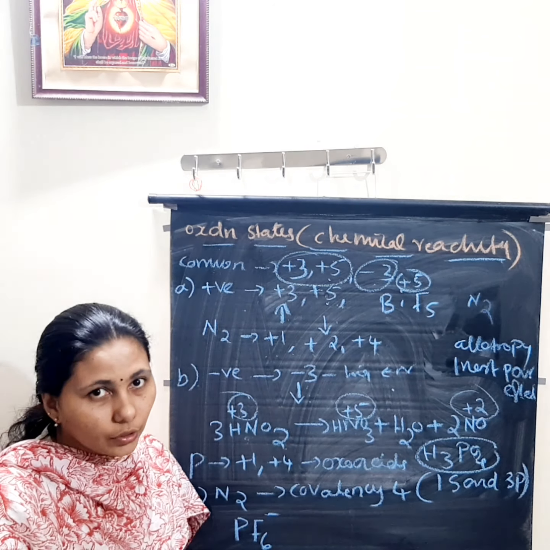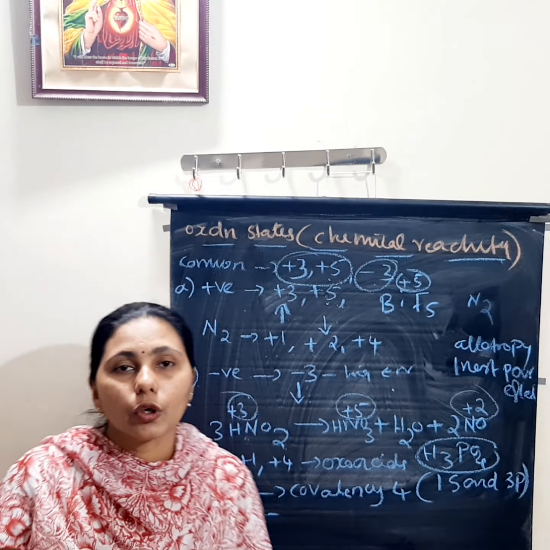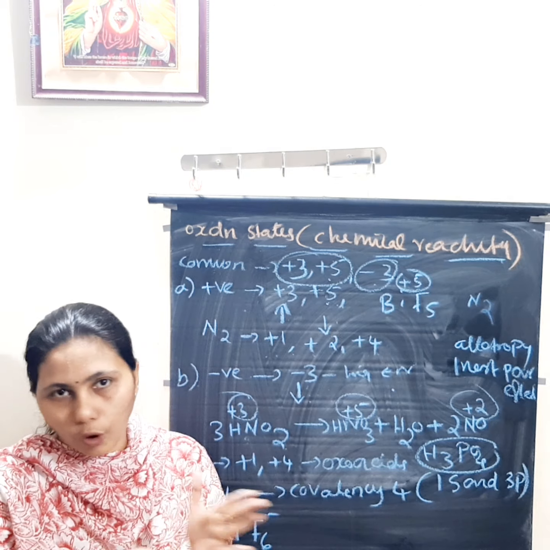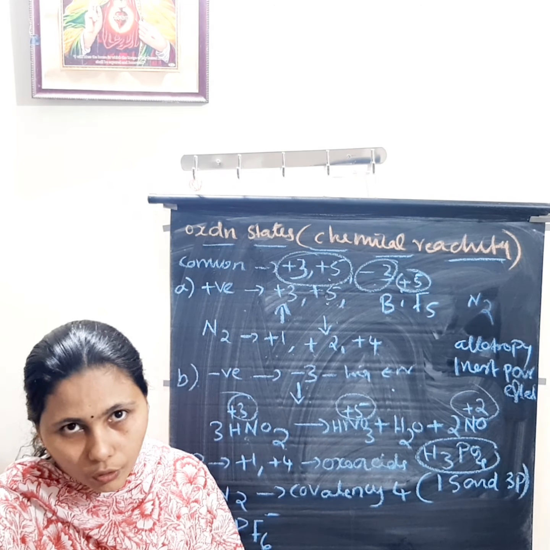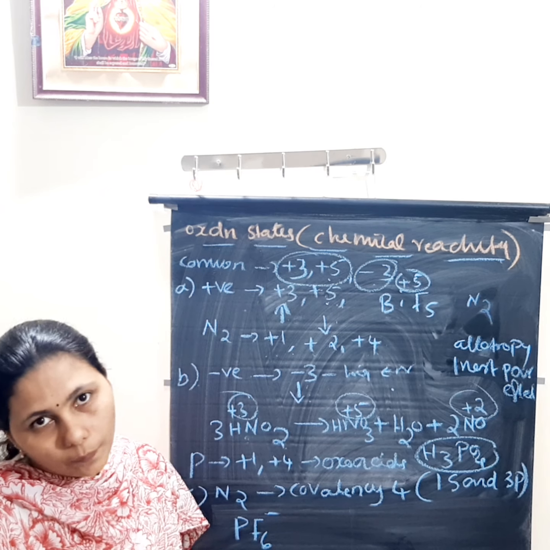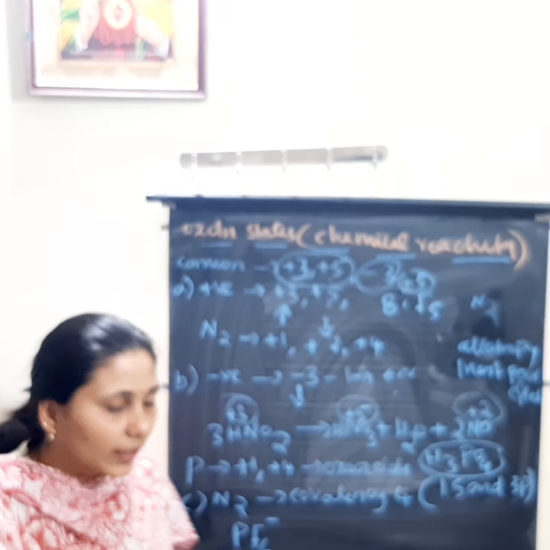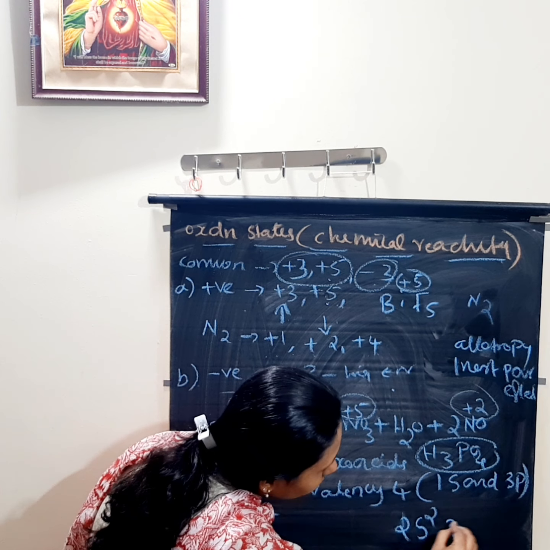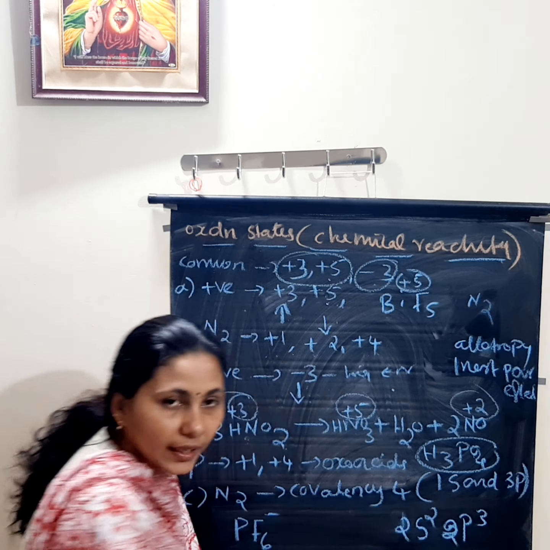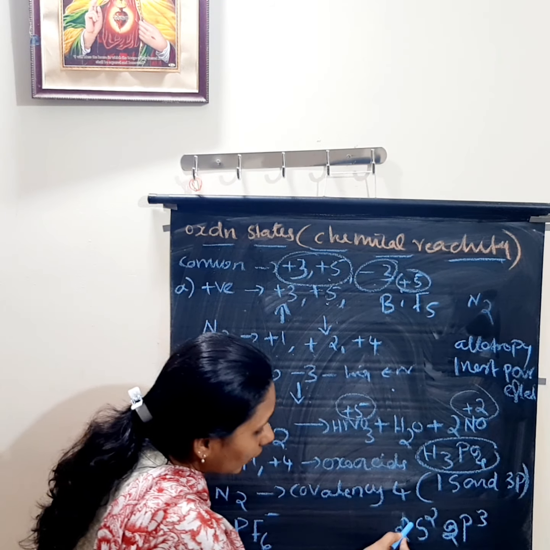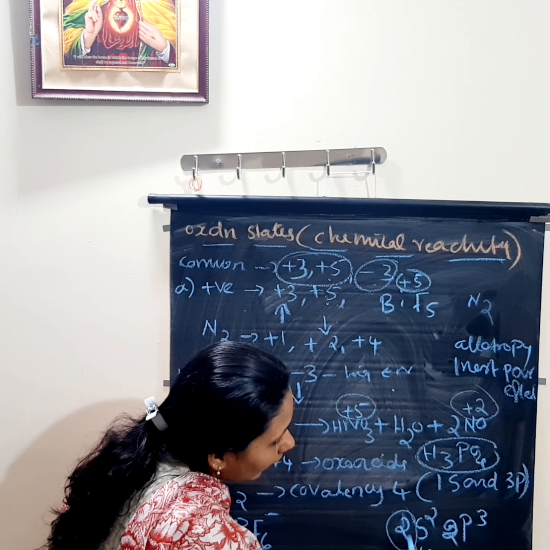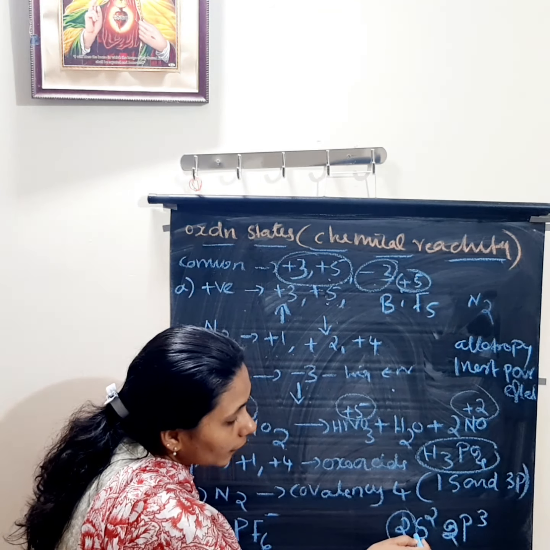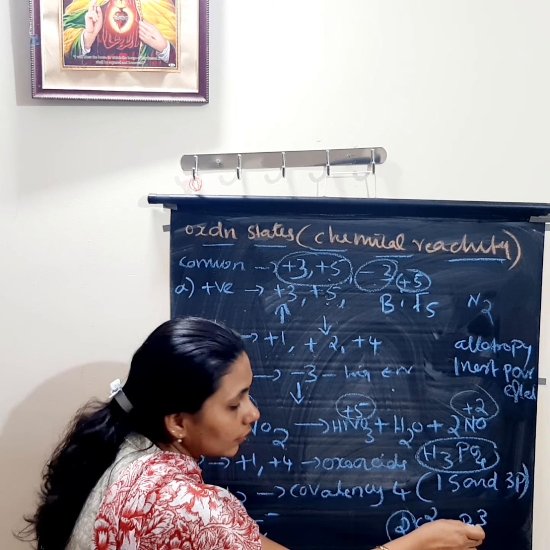One more point in the oxidation states is that nitrogen has covalency. The maximum covalency is 4. Covalency means how many bonds it can form. Nitrogen can form a maximum of 4 bonds. What is the reason? If you take nitrogen, the outer electronic configuration is 2s2 2p3. So how many orbitals are available for nitrogen? One s orbital and three p orbitals.